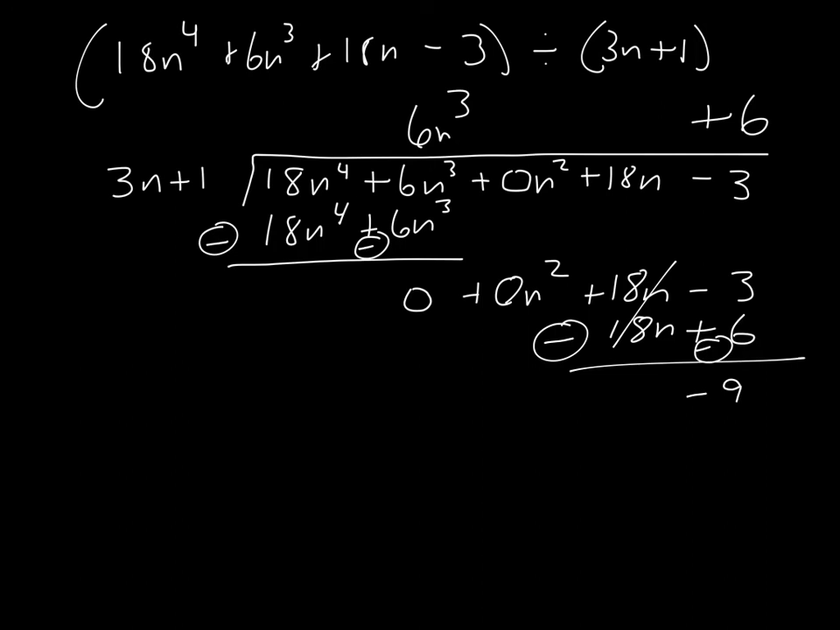So the final answer to this problem is 6n cubed plus 6. And then we're not going to write remainder of -9. We're going to write minus 9 over 3n plus 1. Remember, when you're working with regular old numbers in division, whatever the remainder is, it's always that number divided by the divisor over here. We talked about that earlier.